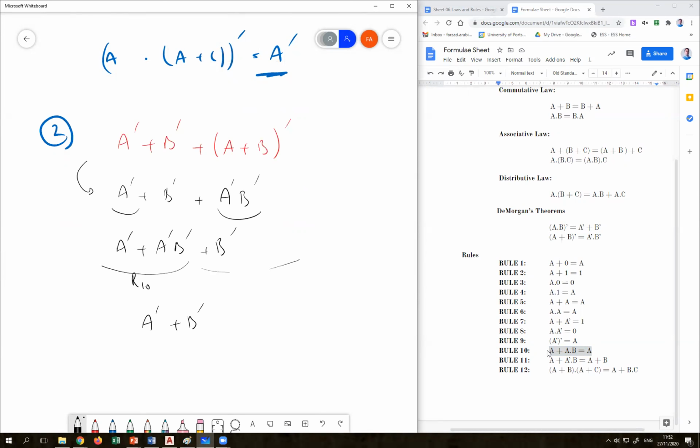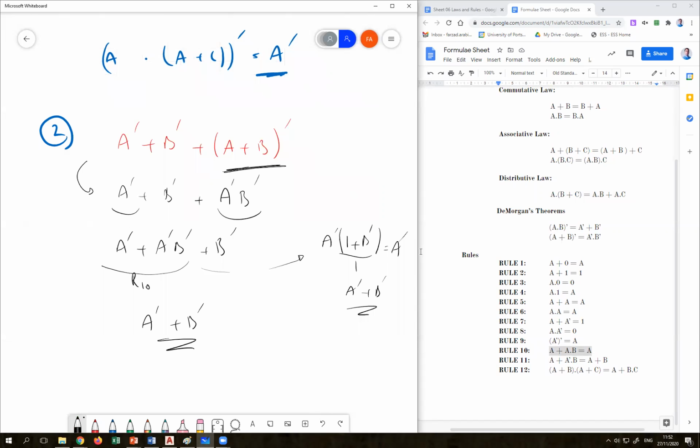So the answer is A naught plus B naught. But if you wanted to know what factorization, you could say this is A naught, take a common factor, you get 1 plus B naught, which is 1 here. This is A naught and 1, which is A naught. So the answer is A naught plus B naught. As you see, we get the same answer. So by only using the De Morgan theory here and getting rid of this bracket, I can use the other rules that we have and simplify that circuit.